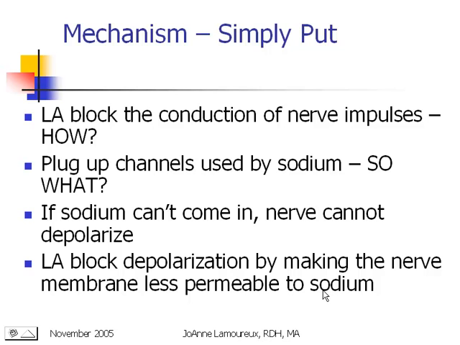Here it is in probably more understandable words. Local anesthetics block the conduction of nerve impulses. Well, how do they do that? They plug up the channels that are normally used by sodium to enter the nerve. Well, so what? If sodium can't come in, the nerve cannot depolarize. If the nerve can't depolarize, the patient is not going to know that we're making them uncomfortable. So local anesthetics block the wave of depolarization by making the nerve membrane less permeable to sodium.